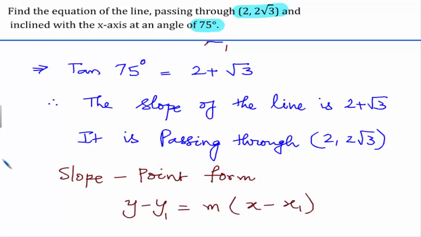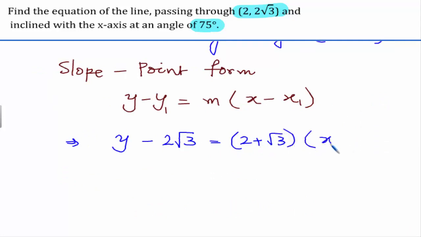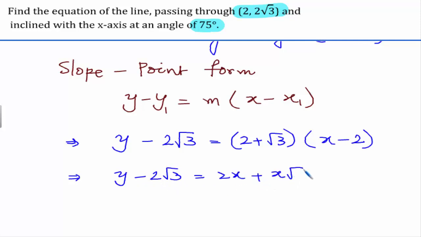So it is y minus y1 is equal to m into x minus x1. So y minus 2 root 3 is equal to m, slope is 2 plus root 3. This is 2 plus root 3 into x minus 2. Now let us simplify this. y minus 2 root 3 is equal to 2x plus x root 3 minus 4 minus 2 root 3.